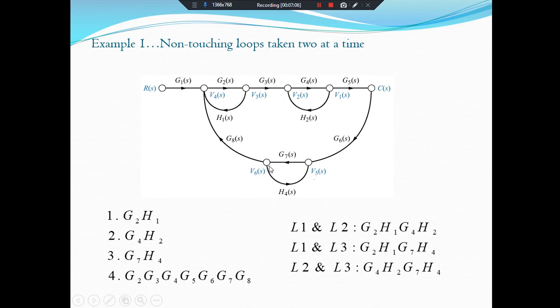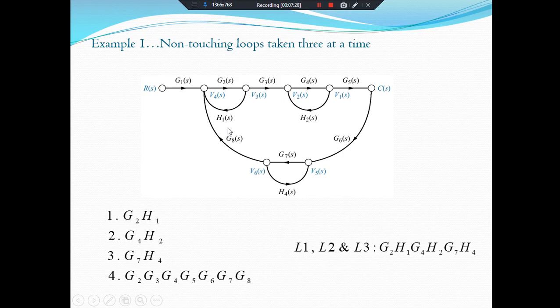Loop 1 and loop 3, and loop 2 and loop 3 are also non-touching loops, but loop 4 is not a non-touching loop with any loop, because it is the biggest loop and it has one, two, three or more nodes in common with loops 1, 2 and 3. So these are the other non-touching loops taken 2 at a time.